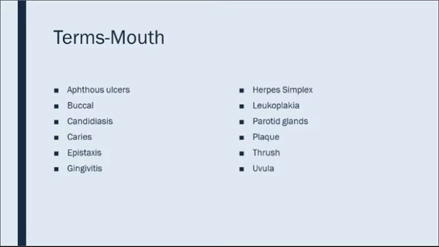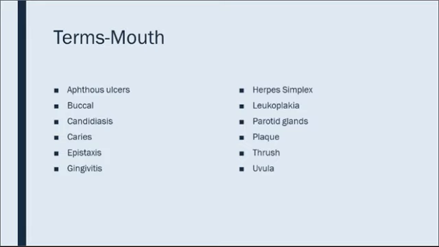Candidiasis is white, cheesy, curd-like patches on the buccal mucosa. So, that's on your cheeks. It can be on your tongue. It can be on your gums. Caries are decay in the teeth. Epistaxis is a nosebleed, usually coming from the anterior septum. Gingivitis is red, swollen gum margins that bleed easily.